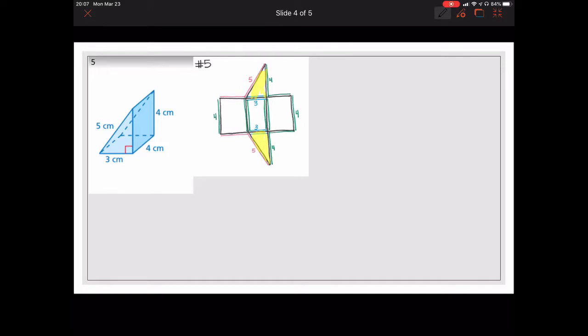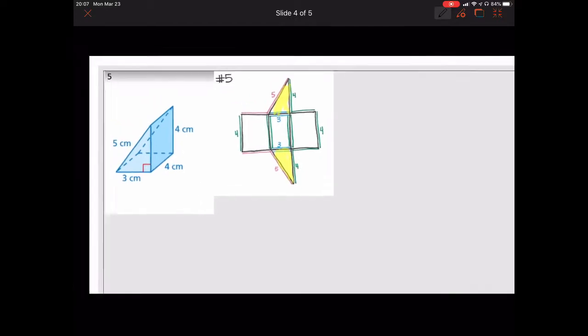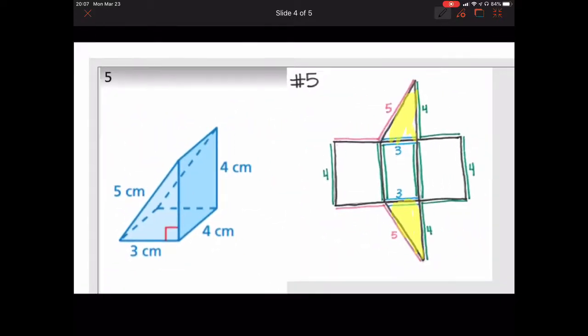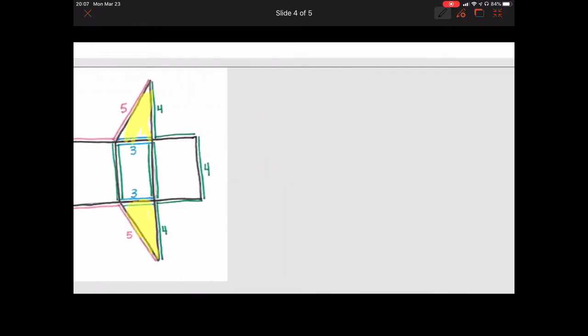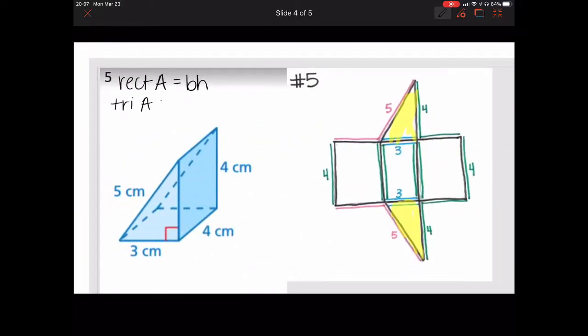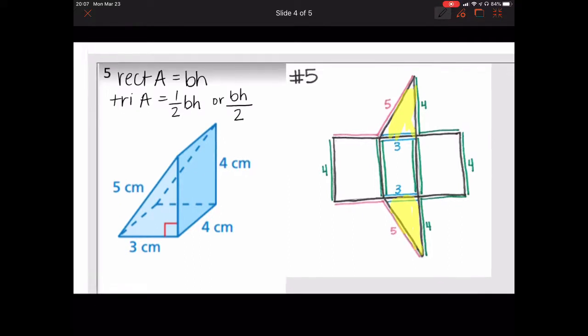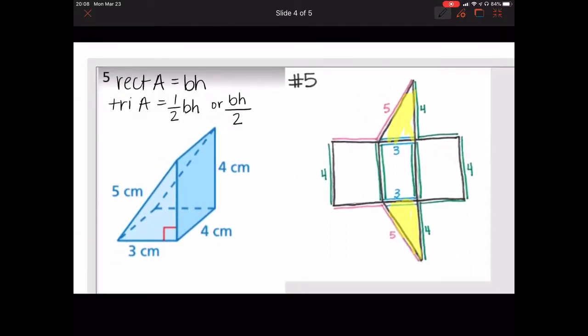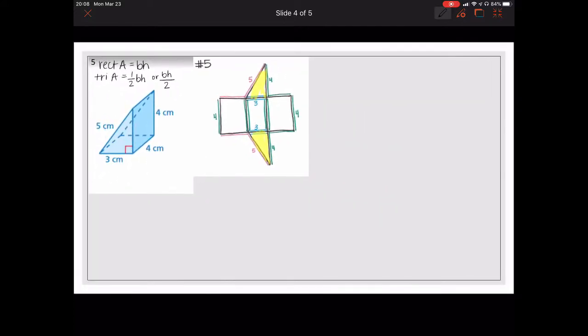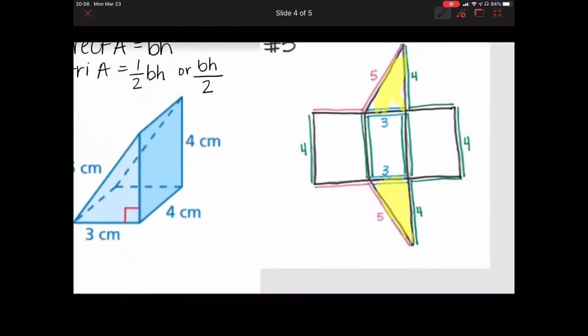So first we need to write down our formulas. I'm going to write them over here. We have our rectangle area, which, like I said before, is base times height. And we also have the area of a triangle now, which is 1/2 base times height, or base times height divided by 2. Multiplying by 1/2 or dividing by 2 is the same thing. So now let's go through and find the area of all our sides.